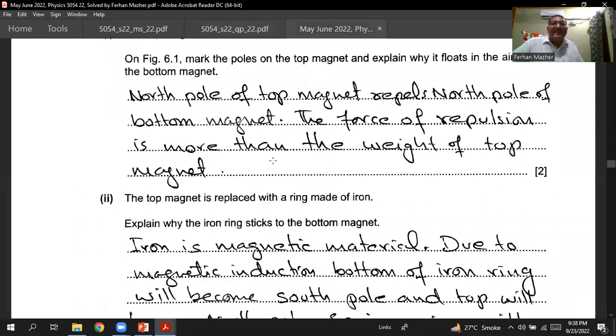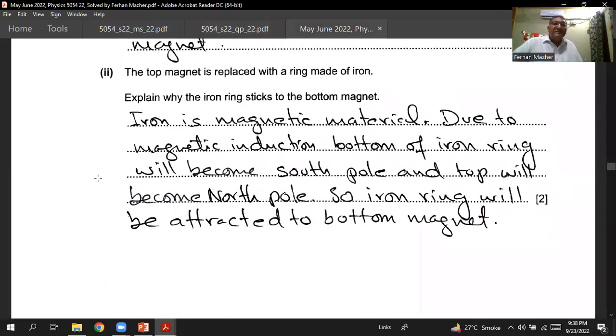I hope you understand. Let me show you my written answer. Iron is a magnetic material. Due to magnetic induction, the bottom of the iron ring will become a south pole and the top will become a north pole. So the iron ring will be attracted to the bottom magnet because the north and the south are opposite poles, and they will attract each other.